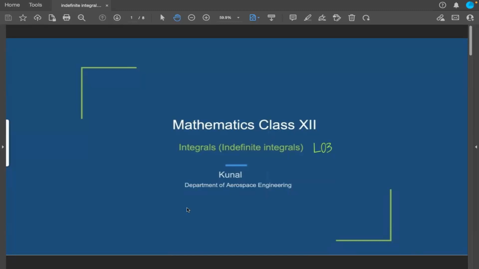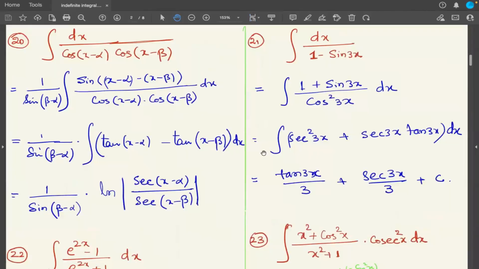So today we will start with some basic examples, and then we move to the second technique of how to approach a complex integral. So first we look into the first problem of today's session, which looks like dx over cos(x minus alpha) cos(x minus beta). Nothing is given in the numerator.